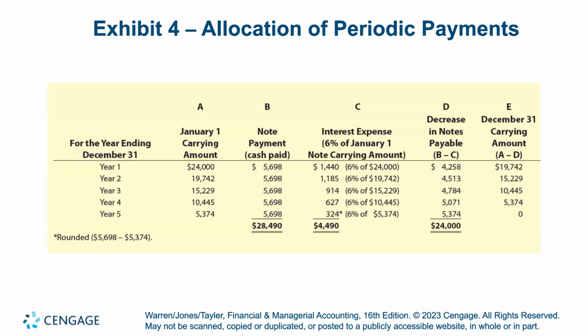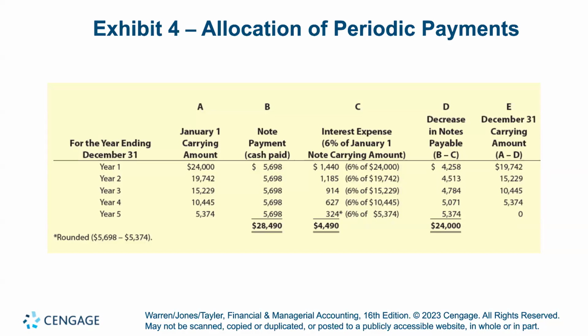So on this one, they have a January 1st carrying amount, which is the amount you borrowed minus any amount that you've paid back. Okay. And then the interest expense is just the carrying amount times the interest rate times time. So principal times rate times time.